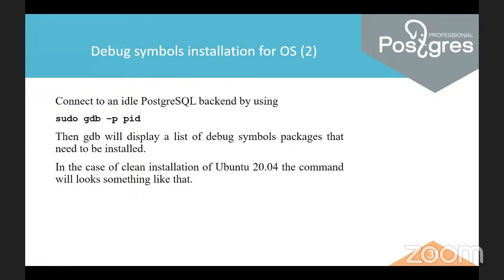Okay, how can we do that? We should run the following command. Then GNU debugger will display a list of debug symbols packages that need to be installed. In the case of a clean installation of Ubuntu 20.04, the command will look something like that.